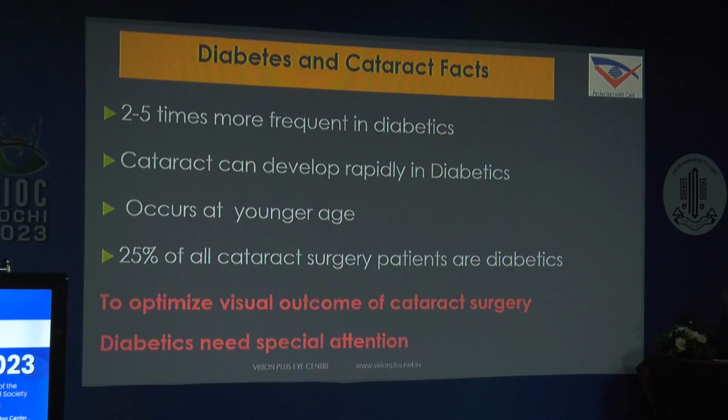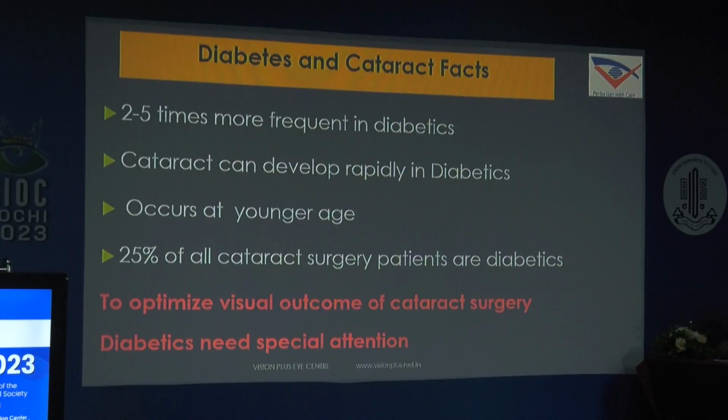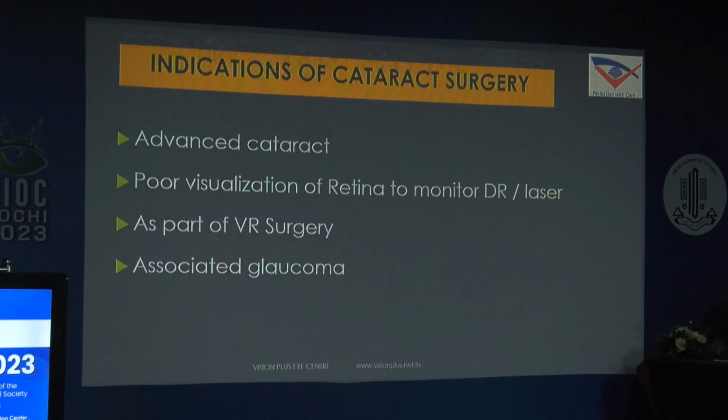Just some facts: cataracts are 2 to 5 times more frequent in diabetics, and cataract can develop very rapidly in diabetics. Also, with so many intravitreal injections, these patients can develop cataract. It occurs at a younger age, and in fact, almost 25% of all our cataract patients are diabetics. Now, to optimize the visual outcomes of cataract surgery, diabetic patients, irrespective of whether they are early NPDR or just diabetics without NPDR or PDR, need special attention.